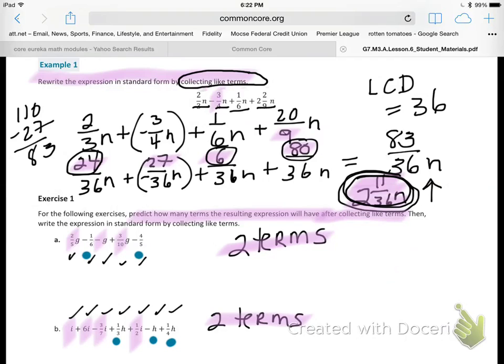Okay, so now what you can do by yourself is go ahead and write the expression in standard form by collecting like terms. So go ahead and do that and come back and we'll check it.